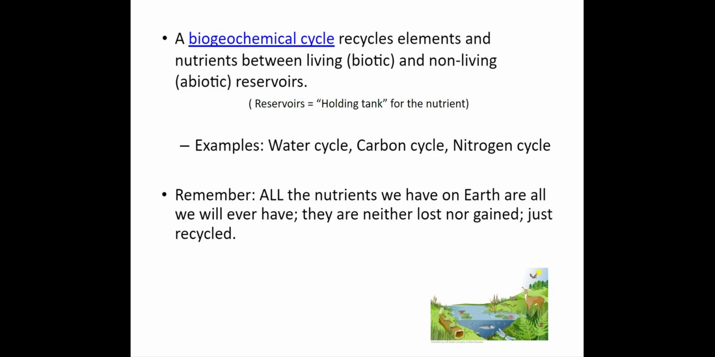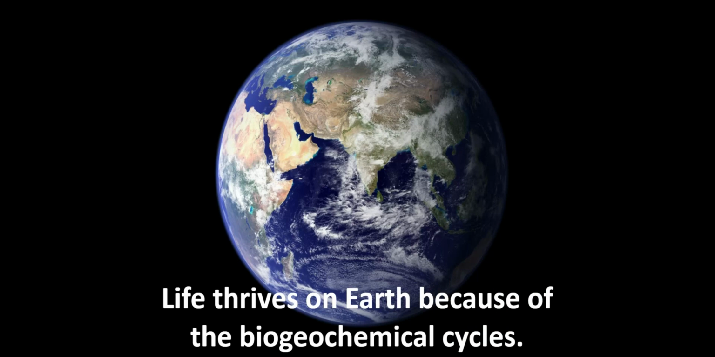The examples that we're going to look at today are the water cycle, carbon cycle, and the nitrogen cycle. The key thing to remember is that all the nutrients that we have on Earth is all we're ever going to have. They're going to get recycled. Life thrives on Earth because of these biogeochemical cycles.